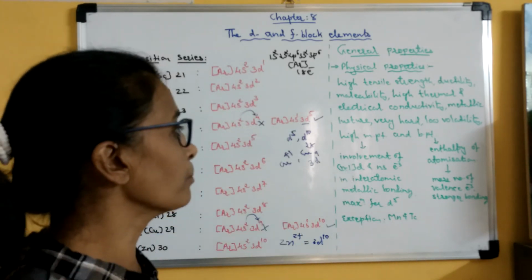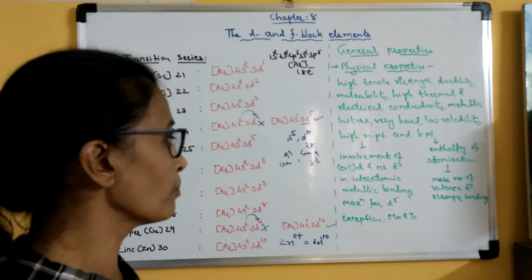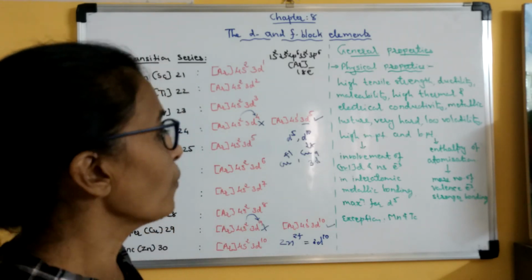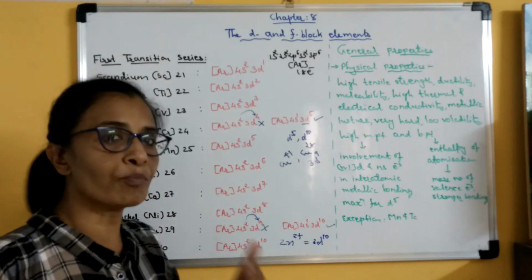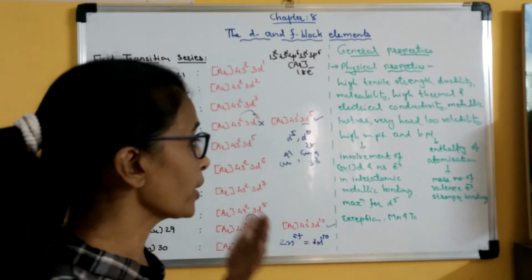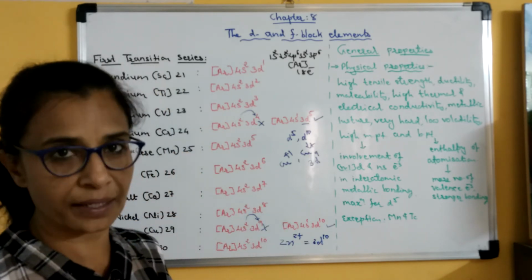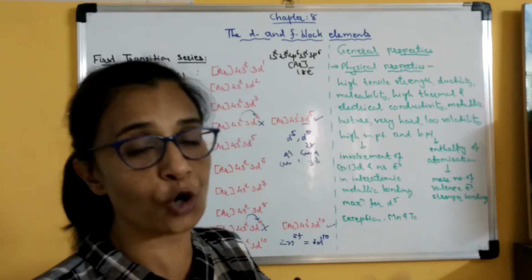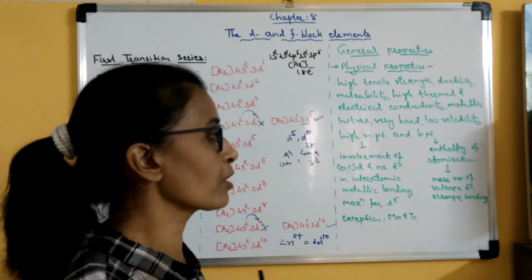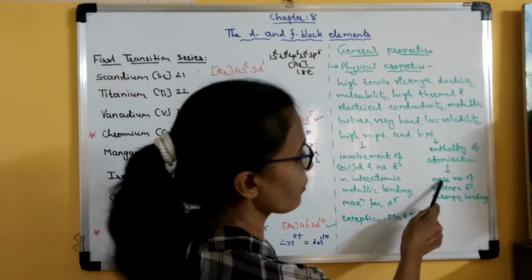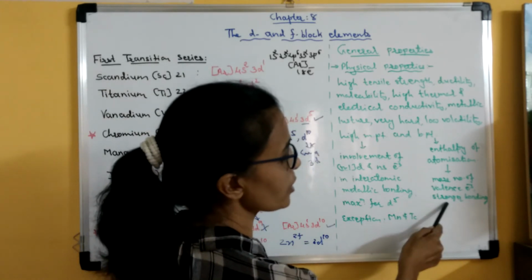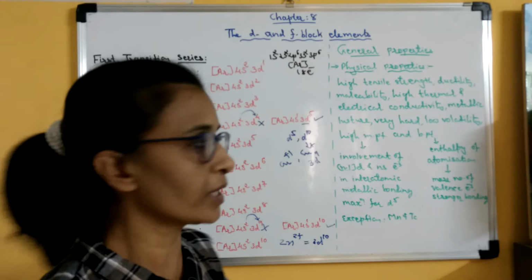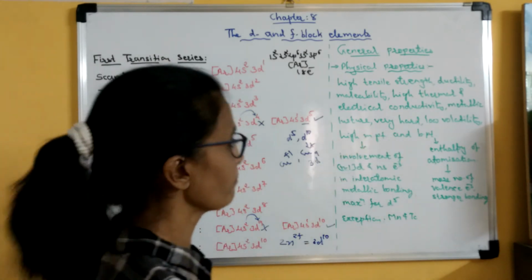More is the number of valence electrons, more bonds are formed. So more interatomic bonding is there. Clear? And that is why they are very hard. So bonding is stronger because they have more number of valence electrons. Clear? Here I have written more number of valence electrons, so stronger bonding. Clear? And so they are very hard.